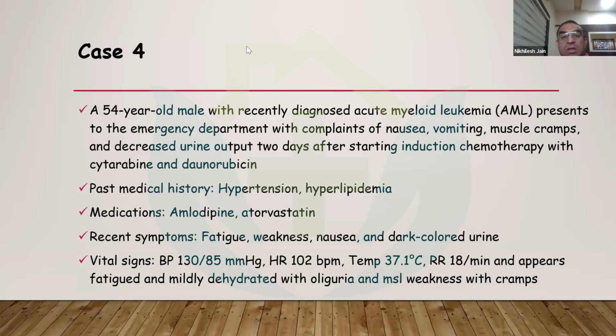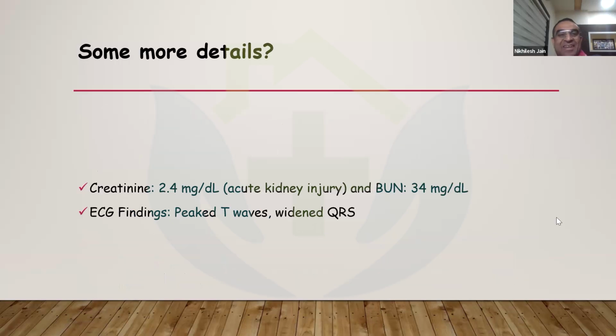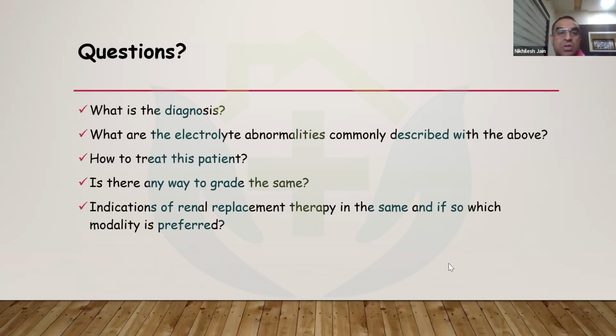Okay. So this time everybody has jumped the train. This looks very obvious. Some more details, ECG findings wise, peaked T waves and widened QRS. Creatinine levels of 2.4 milligram per deciliter in form of acute kidney injury and BUN of 34 milligram per deciliter, right? So the question that would come out of this is what is the diagnosis?